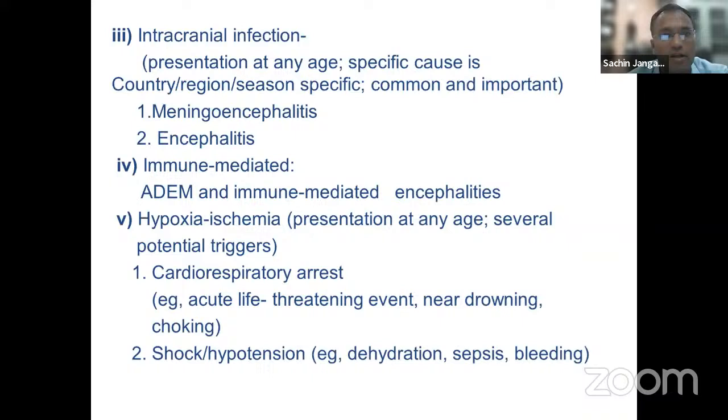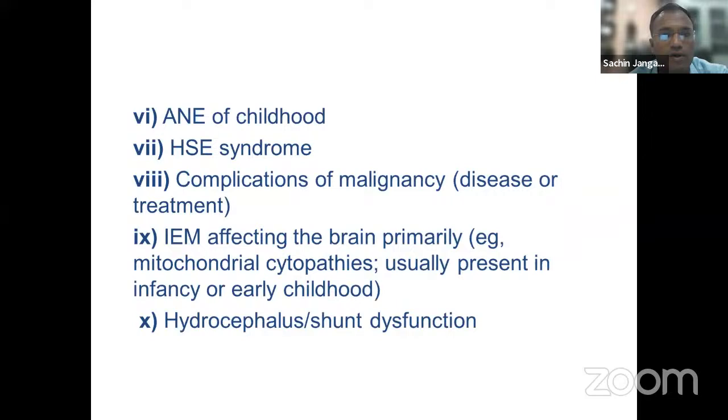Intracranial infections, then hypoxic ischemic encephalopathy, which can occur after a cardiac or respiratory arrest, shock or hypotension, acute necrotizing encephalitis of childhood. It can occur as a part of IEM, like a mitochondrial cytopathy, or hydrocephalus or shunt dysfunction.